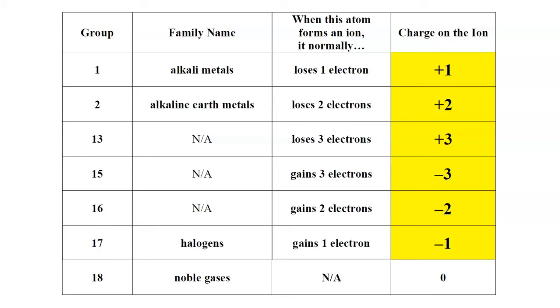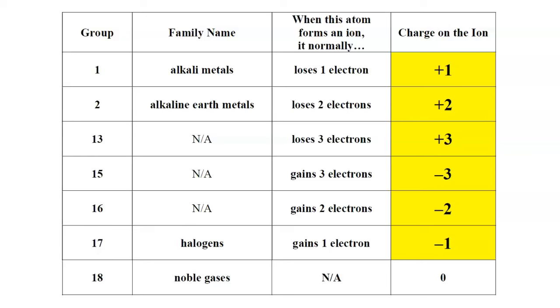That the elements in group 1, the alkali metals, when they form an ion, they normally lose 1 electron to have a charge of +1. And the elements in group 2, the alkaline earth metals, they normally lose 2 electrons to form a stable ion, and they would have a charge of +2. For the elements in group 13, if they form a stable ion, they would lose 3 electrons to give an ion with a charge of +3. And then I skipped over to group 15.